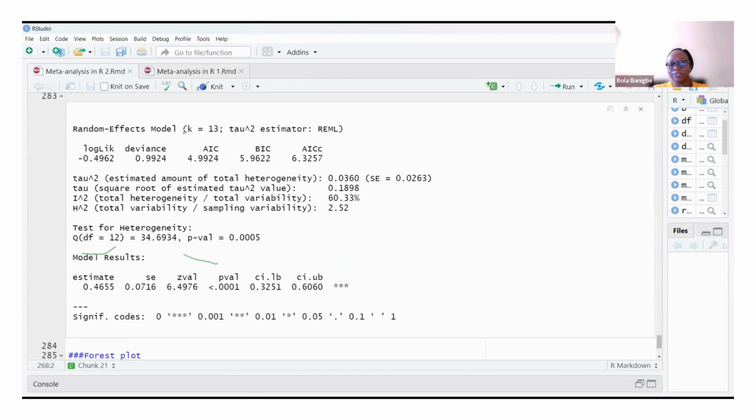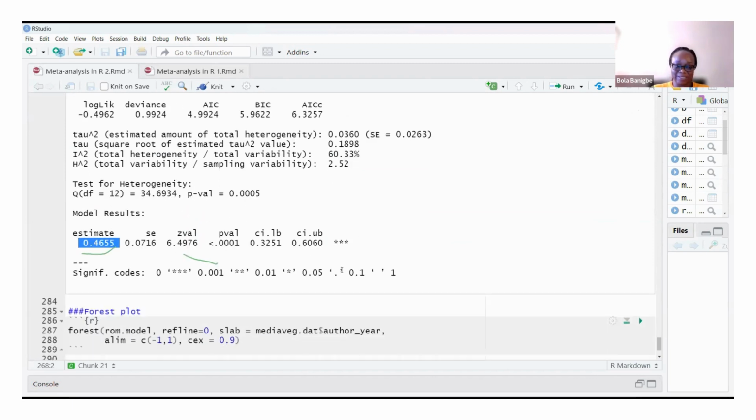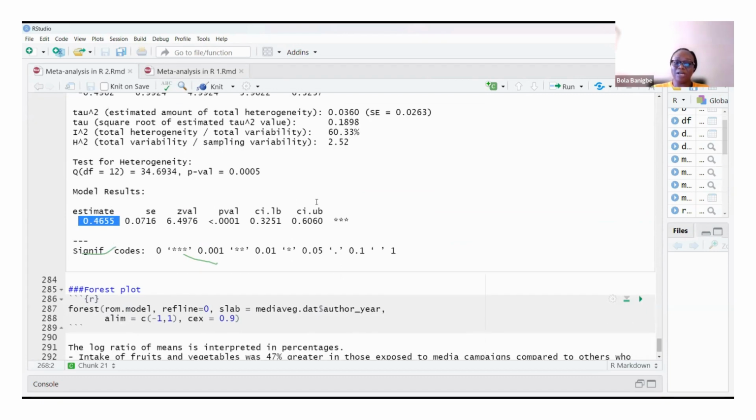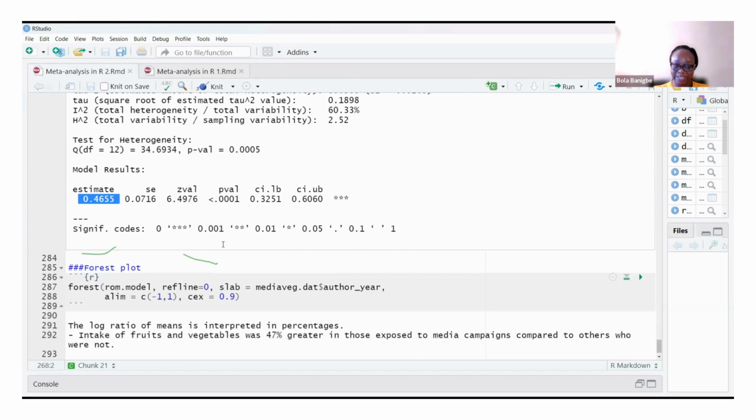Very similar. It's still telling us we have 13 primary studies. We used the RMA model to estimate the tau squared. Our I squared is now slightly different. The estimate is approximately 0.47. This is the standard error, and these are the confidence intervals. It is still significant. Remember, we're not going to interpret the estimate in terms of means. It's the log ratio of the means, so we interpret it in terms of percentage. So this is 47%. Intake of fruit and vegetables was 47% greater, and we say greater because the estimate is positive. The intake of fruit and vegetables was 47% greater in those exposed to media campaigns compared to the others.